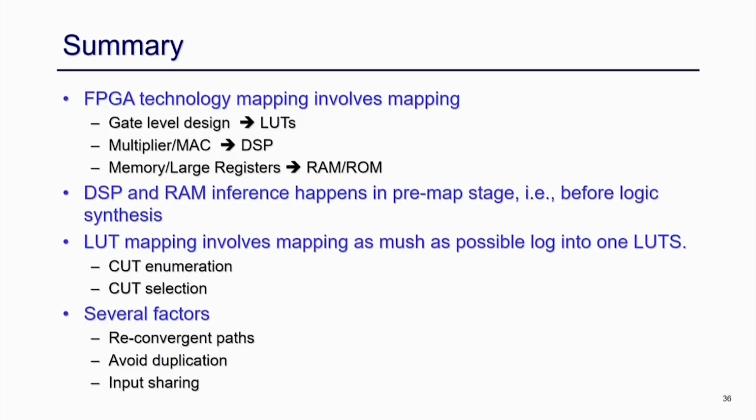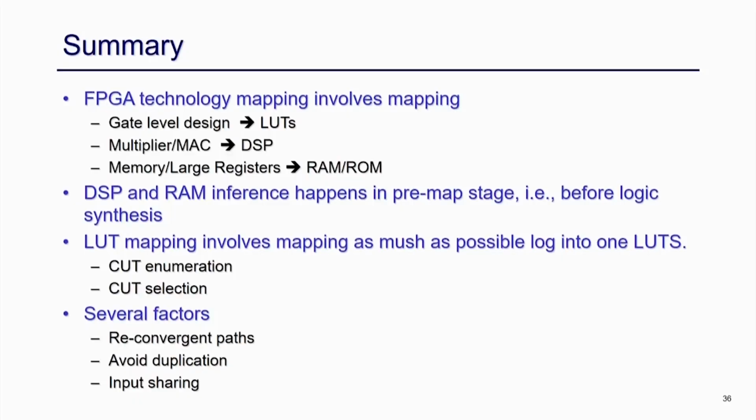Okay. So, here is the summary: FPGA technology mapping is a little bit different from ASIC mapping, because here we have dedicated resources like LUTs, DSPs and RAM, and our objective is to map the whole thing onto these blocks. DSP and RAM inference usually happens during the pre-mapping stage, because we have to preserve those structures so that they do not get flattened or dissolved into gates, which would prevent DSP or RAM inference. LUT mapping is a computationally hard problem, so we usually apply a heuristic-based approach, and there are two primary steps: cart enumeration and cart selection. We also apply other cost factors like reconvergent paths, avoiding duplication, input sharing and cart probing, just to readjust the cost and try to select the best cart.